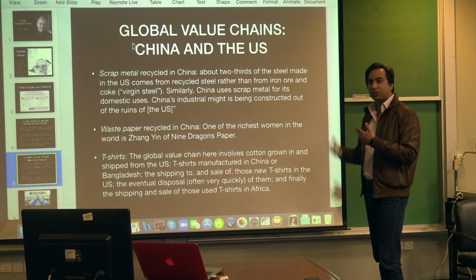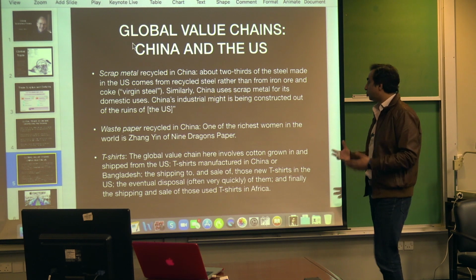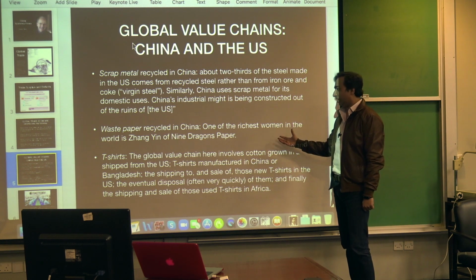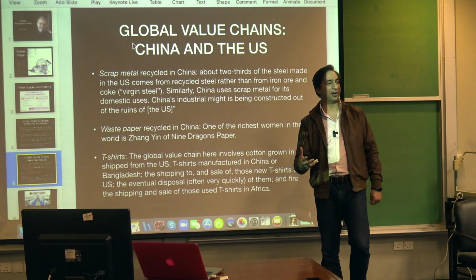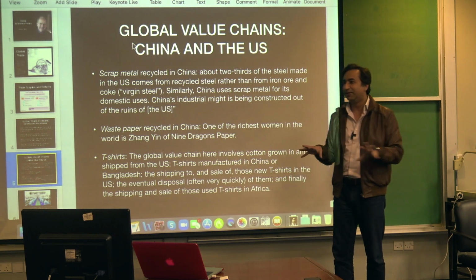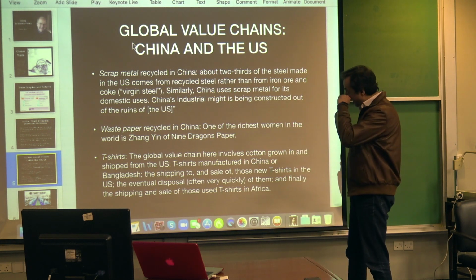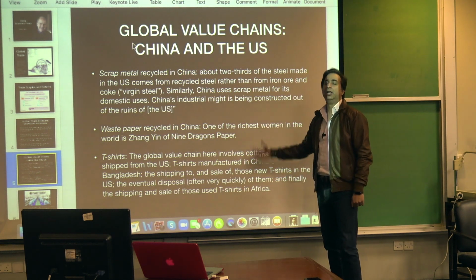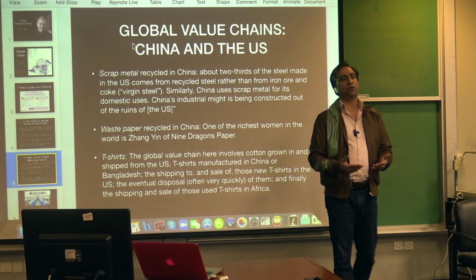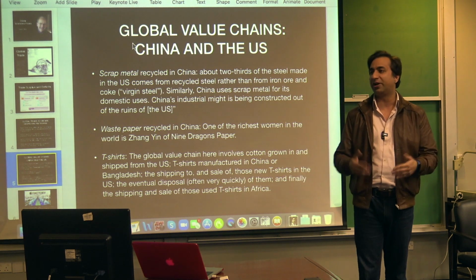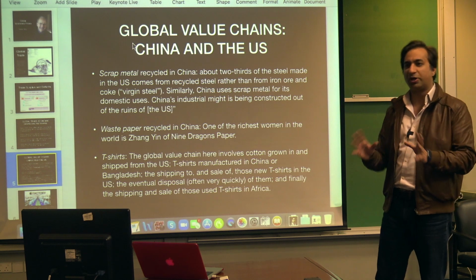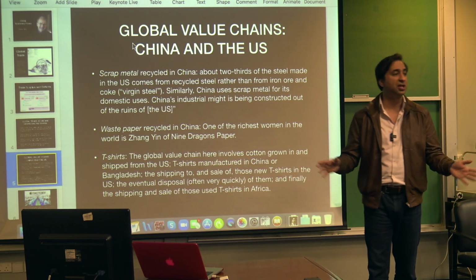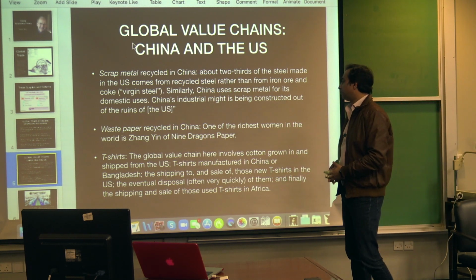Similarly, we have waste paper recycling. That's also huge. One of the richest women in the world is Zhang Yin of the Nine Dragons Paper Company. What an awesome name, Nine Dragons Paper Company. Anyway, you can imagine how massive waste paper recycling is. When you recycle waste paper, it often becomes cardboard and other sorts of paper, which is not necessarily as white and as pure, but it has a lot of uses, especially packing and so on and so forth.